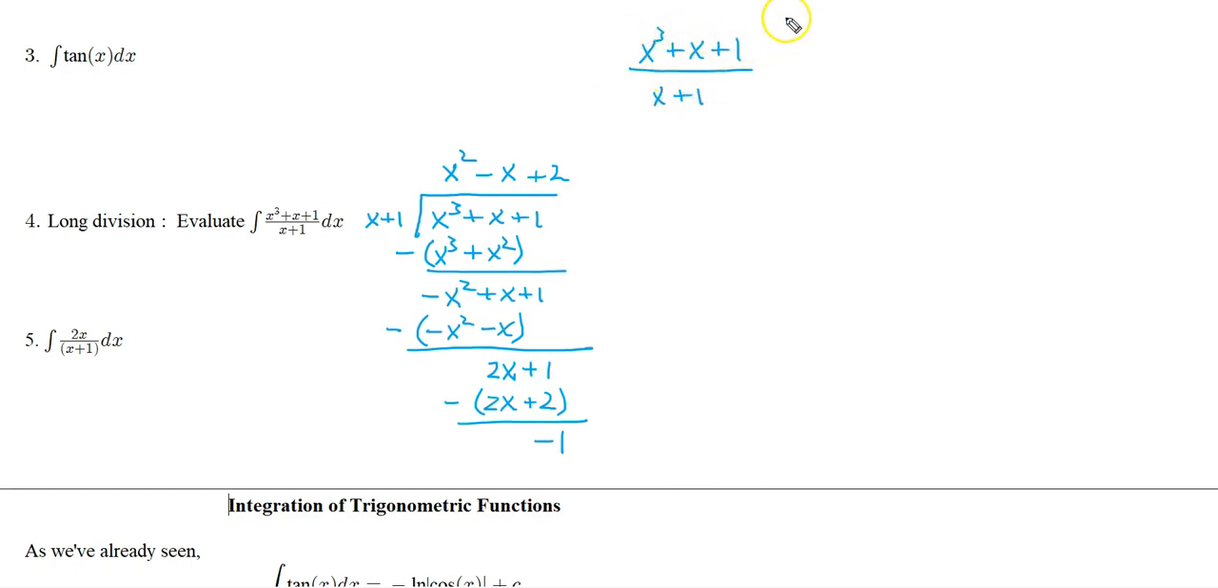it tells us that this quantity is actually equal to... all right, so that's actually what this is equal to. It's equal to this term plus the remainder of negative 1 divided by x plus 1.